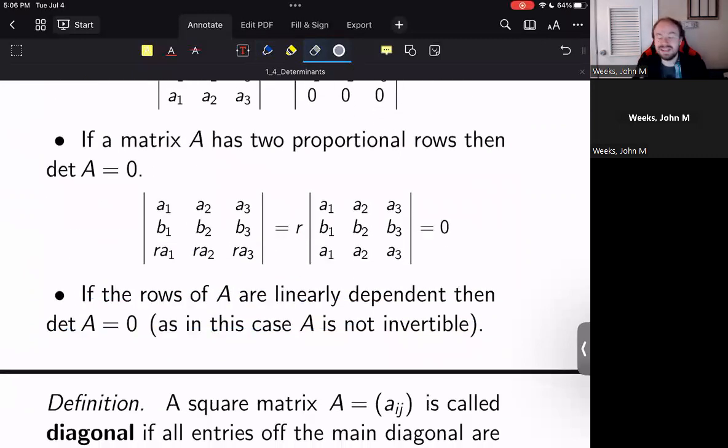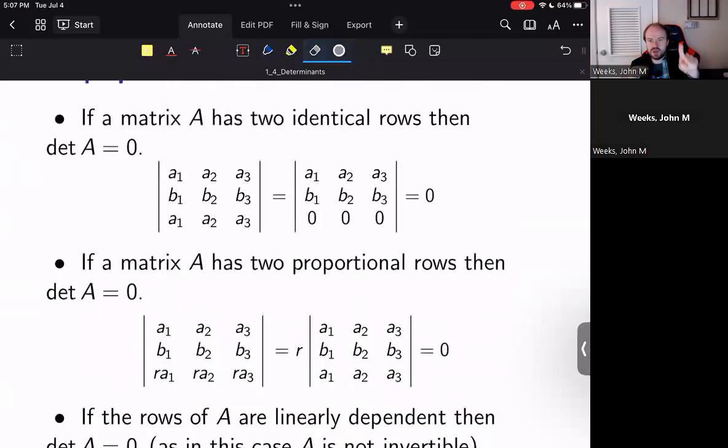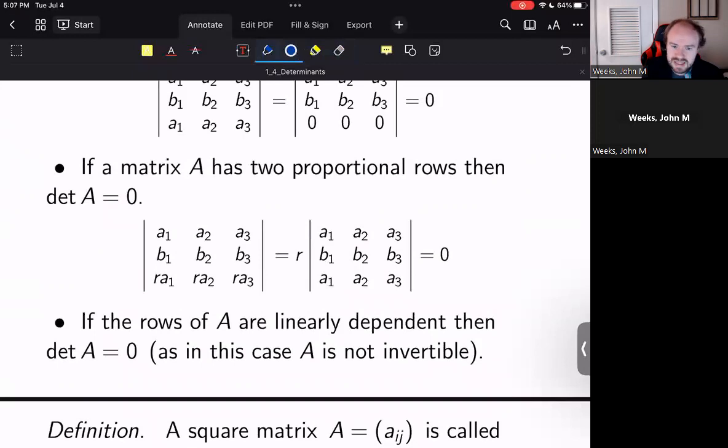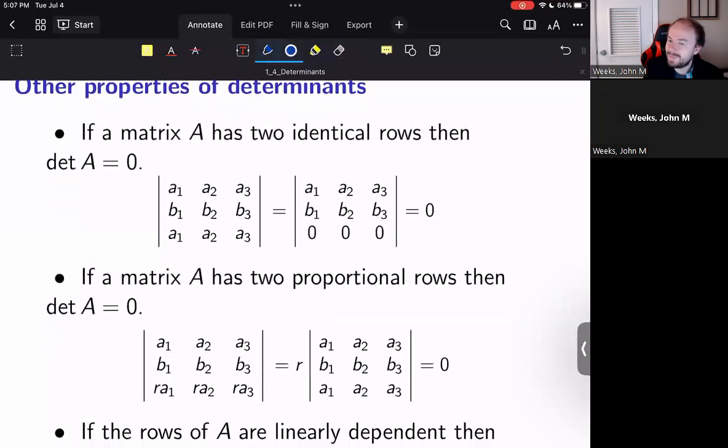Finally, if the rows of A are linearly dependent, the determinant of A is 0, as in this case, A cannot be invertible. Remember that linearly dependent means it has a linear combination of those rows that equals 0. This relationship between each of these rows tells us that there is a way to basically add and subtract each of the rows from each other so that eventually you either get to two proportional rows or two identical rows, so that you can just subtract one from the other and get to 0. So that is a way that we can be looking through and talking about determinants here.